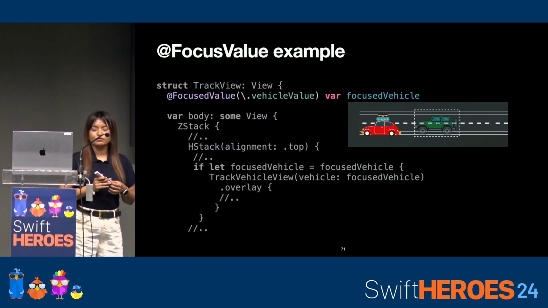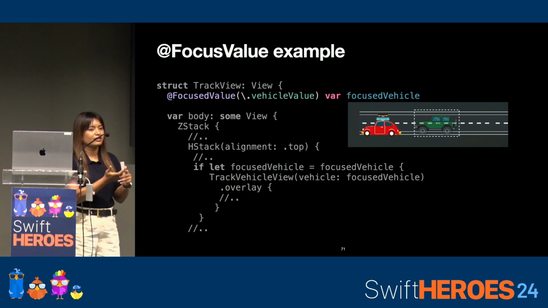So to do that, first thing, create a dynamic property. This is our way of telling SwiftUI, hey, I want to observe this. So please let me know whenever the focused value for this key has changed. Note that I didn't specify the type here. I don't have to, because it's already defined as part of the key path. So SwiftUI knows the type of this variable.